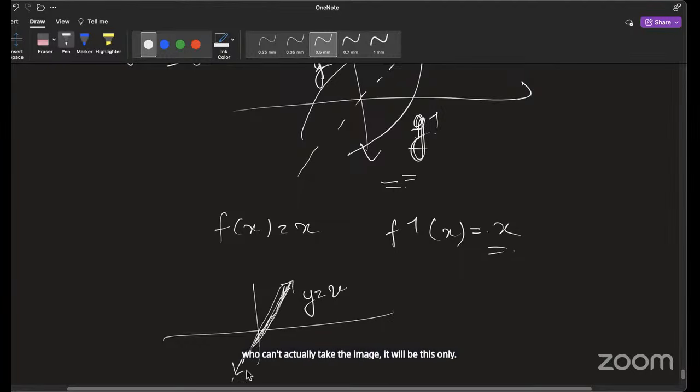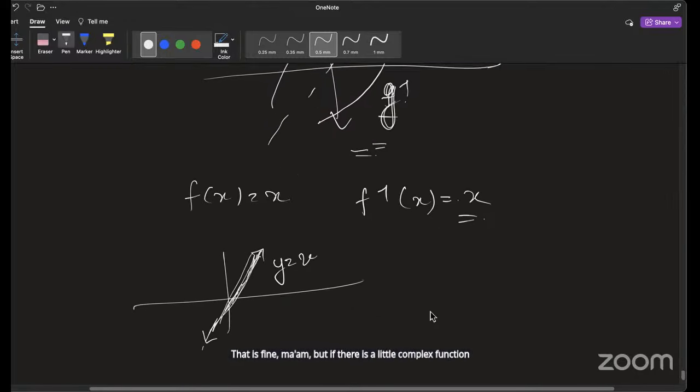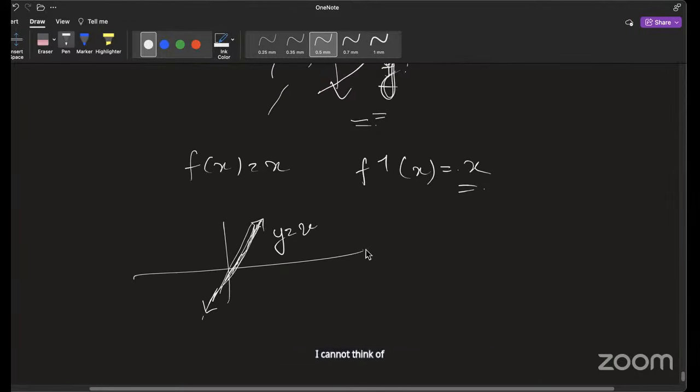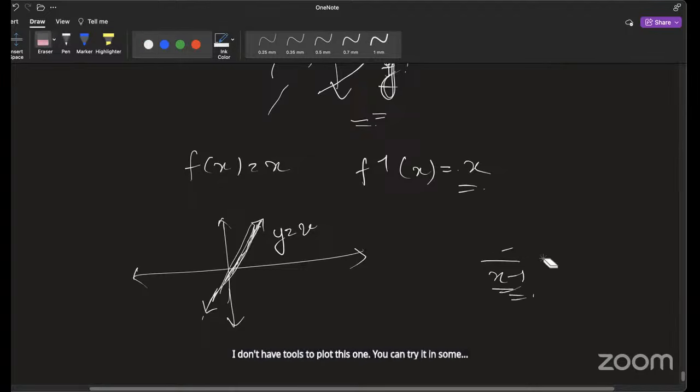That is fine, ma'am. But if there is a little complex function, because f(x) is equal to I(x), we cannot think of something right now. The last one we did in the second slide that we solved, I can't plot it. I don't have tools to plot this one. You can try it in some Desmos or something and then check.